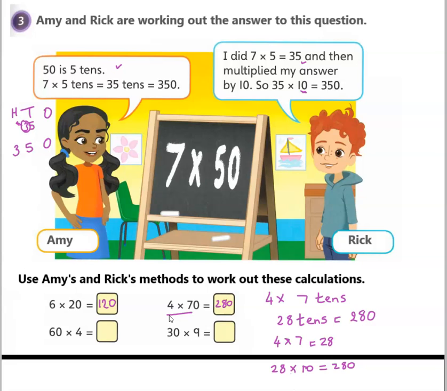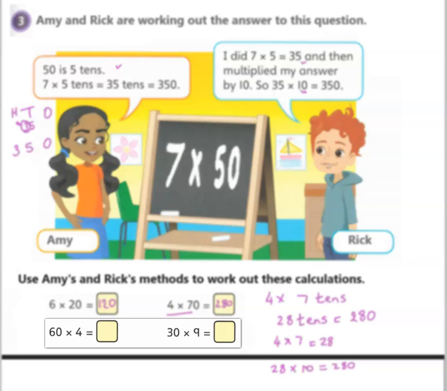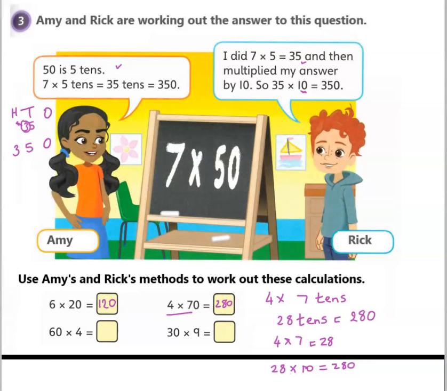Okay, if you didn't get that answer, I'd like you to pause the video now and go back and have a little look at the last remaining two. Apply the same method that I've shown you examples of and give it a go. If you did get those answers, woohoo, well done, yay! Here you can see the answers to the last two. 60 times 4, 240. 30 times 9, 270. I wonder which method you prefer, Rick's or Amy's.